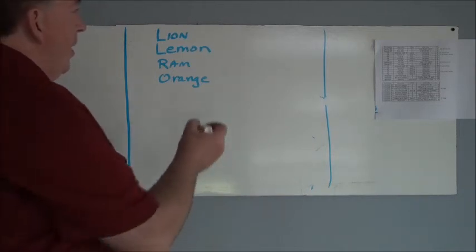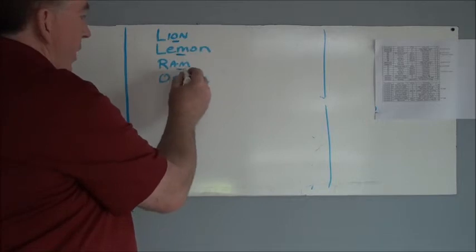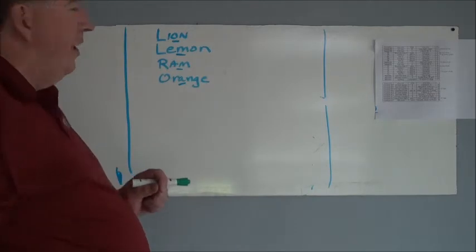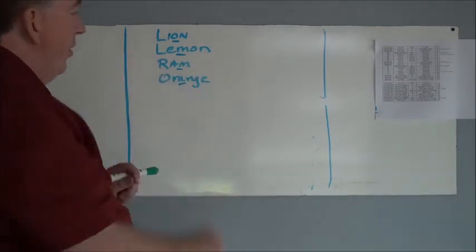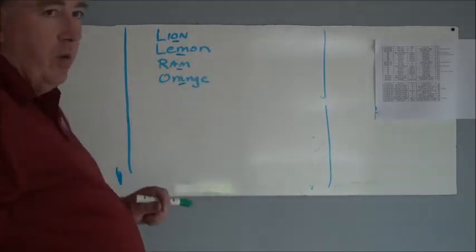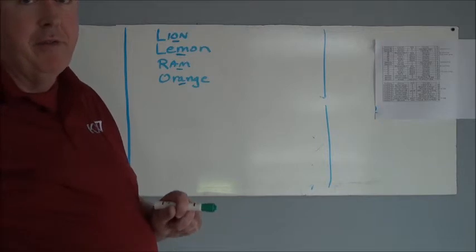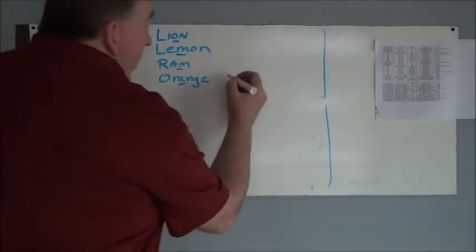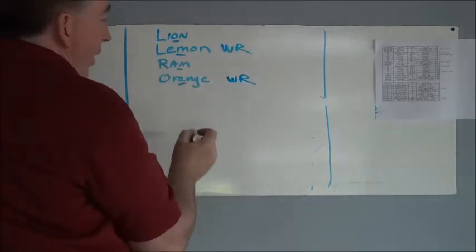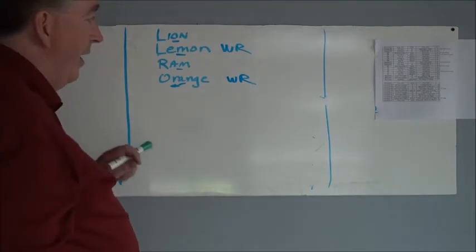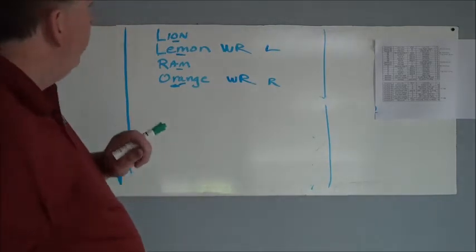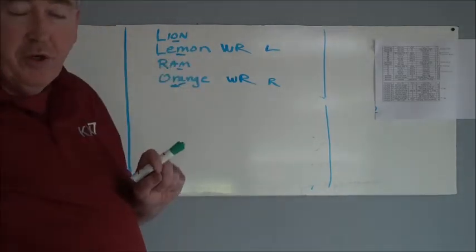The other thing we need to know is this word and this word. One is longer than the other. Lemon is a longer word than lion. Orange is a longer word than ram. The importance of that is orange and lemon, longer words, are longer throws. They're the wide receiver screens. That's a wide receiver screen, obviously to the left and to the right. Orange has got an R in it: wide receiver screen left, wide receiver screen right. Lion and ram are shorter words, they're shorter throws.